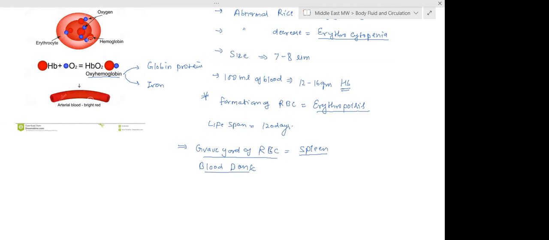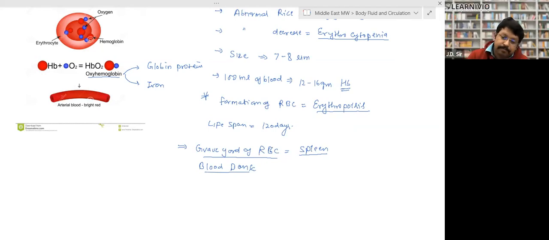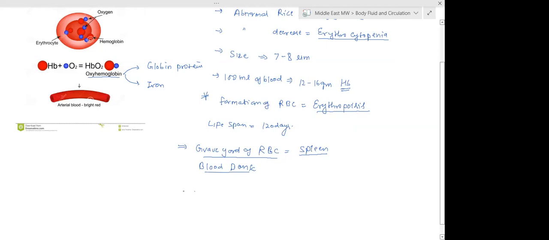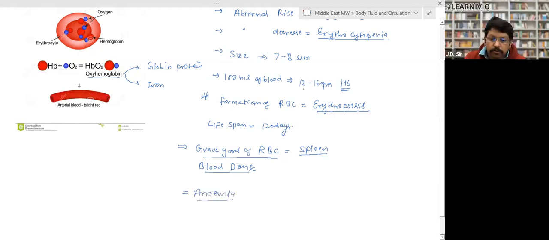Excuse me, sir. What is deficiency of RBC called? Anemia. That is called anemia. If hemoglobin goes down from 12 to 16 gram, so if it is below 12 gram, that is anemia. Right? Clear? Any more questions?